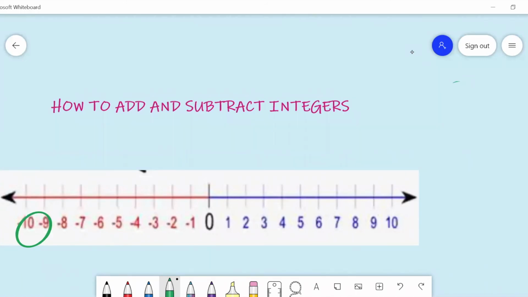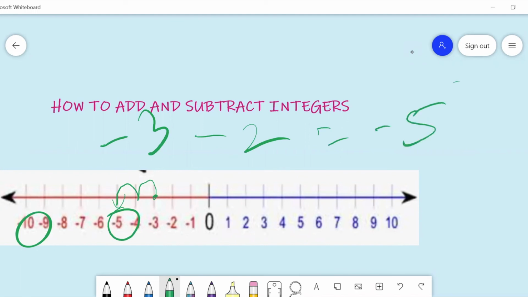Now let's take how do we subtract an integer. This should be very easy. How to subtract an integer. So if we take -3 minus 2, how do we do this? So we go to -3 and then we go 2 spaces left to subtract, 1 and 2, because it is a minus. We go to the left. Our answer is -5. This equals -5.